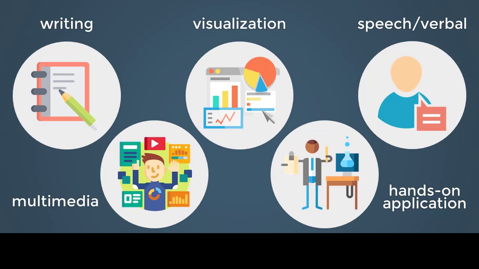So some examples would be, I've got an icon here of a notebook with a pencil to represent writing. Some students process and communicate very clearly in writing. Others struggle with that, so that would be a problem for them.